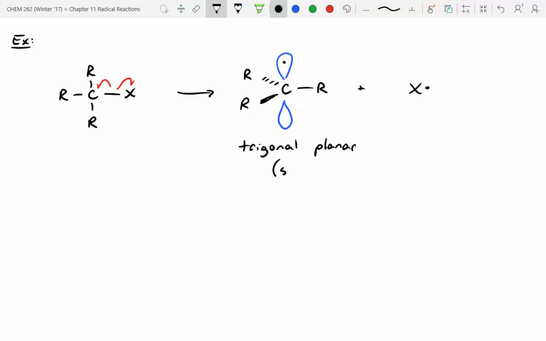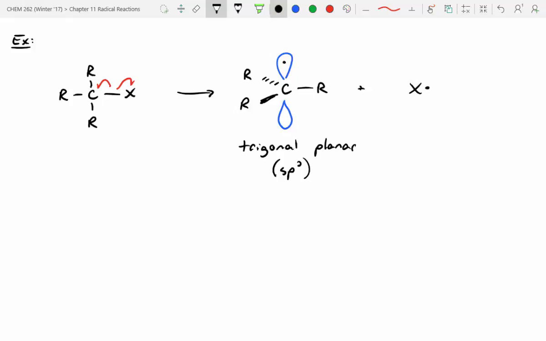And because of this, it's going to be sp2. So if you think about some sort of radical attacking in, this radical could attack from the top face or the bottom face of the p lobe. It really doesn't matter. The electron has equal probability of being on either side of that p lobe.